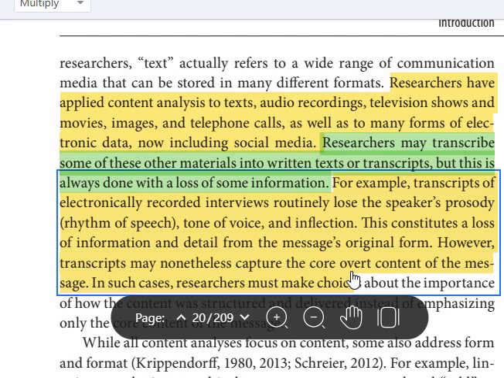giving me a kind of irony, or criticizing, in a way that it seems like he is happy with a certain matter, but actually he's criticizing it. So we don't understand this, for example, tone of voice. I'm not understanding if he's angry or if he's happy with it. So this constitutes a loss of information and detail from the message's original form. However, transcripts may nonetheless capture the core overt content of the message.